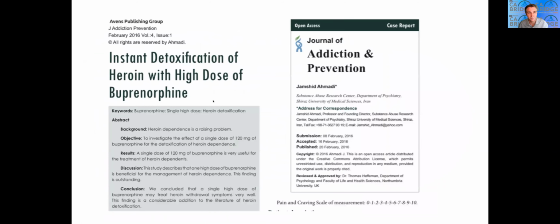And if you really don't believe me, check this article out. It's by Dr. Ahmadi. Iran's fascinating. Tehran has this huge buprenorphine treatment program. This was his case report where he gave someone 120 milligrams, right? And they did fine. So I'm not saying you should do that, but just don't be too bent out of shape about 16 if someone's giving 120. Okay.